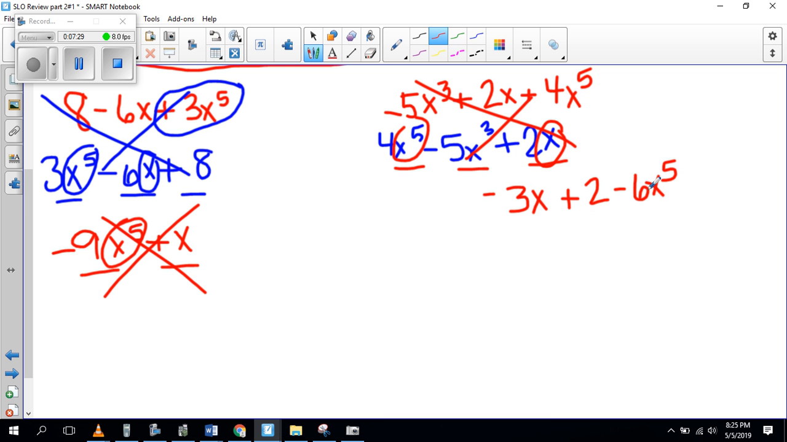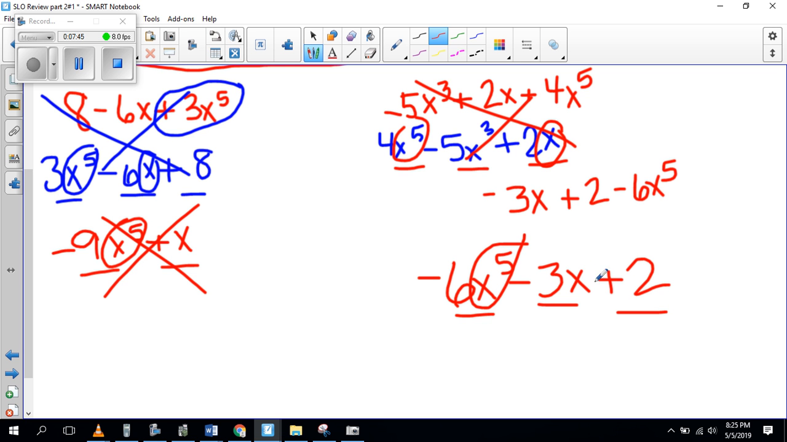So let's put this one in standard form. Negative 6x to the 5th minus 3x plus 2. Okay, we got x to the 5th. We got 1, 2, 3 terms. We got our linear term, and do we have a negative leader? Yes, so that will be our answer. So stop the video and complete the rest of them.